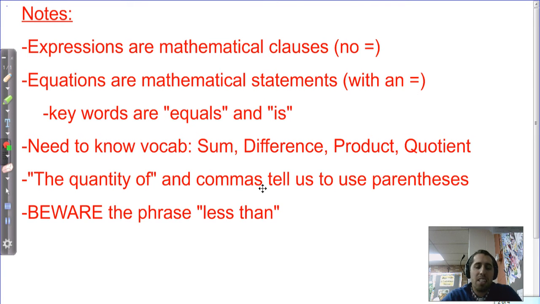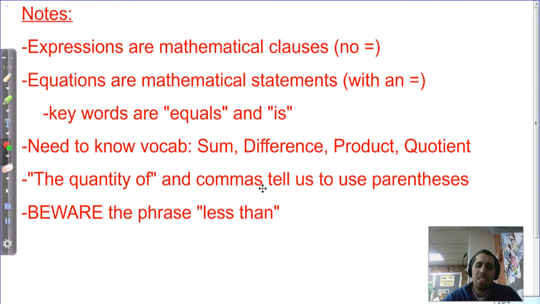Next, we have some need-to-know vocab. So to be able to write equations, you need to know some basic vocab, which we've talked about before. Sum is the answer to an addition problem. Difference is the answer to a subtraction problem. Product is the answer to a multiplication problem. And quotient is the answer to a division problem. So you're going to need to know those four and some other like factors and squared and cubed and exponents. You'll have to know some of those too. But those are some need-to-know vocab, and you guys should be familiar with that.